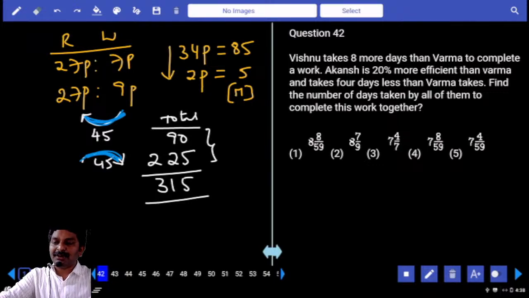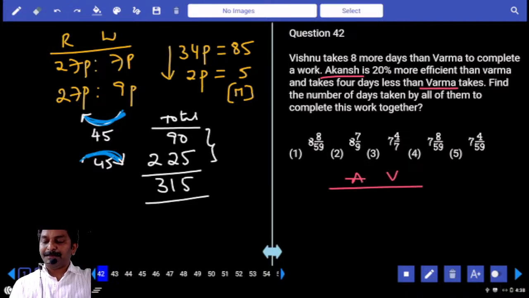Vishnu takes 8 days more than Varma to complete a work. Akansh is 20% more efficient than Varma and takes 4 days less than Varma. Okay. Akansh and then Varma. Akansh's efficiency is 20% more than Varma's. That means they are in the ratio 6:5. Time ratio must be 5:6.